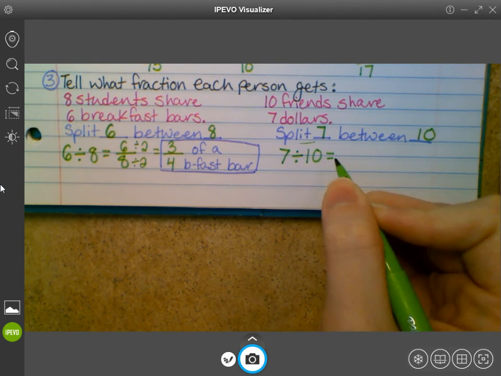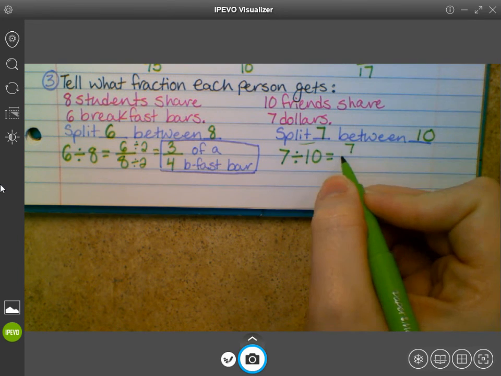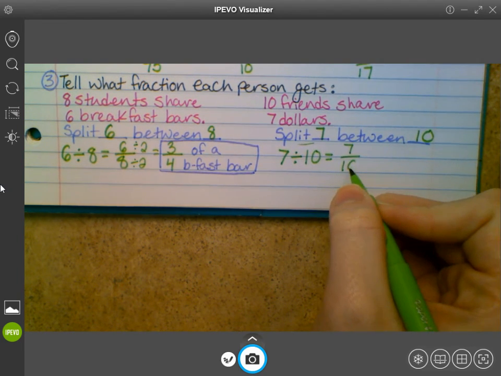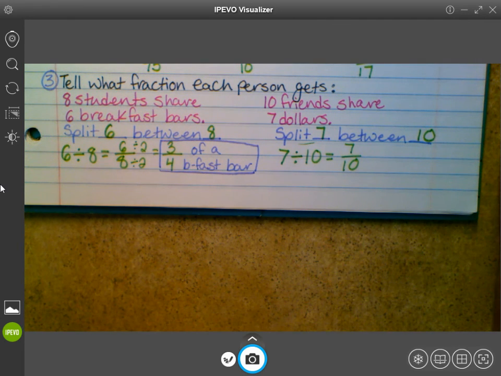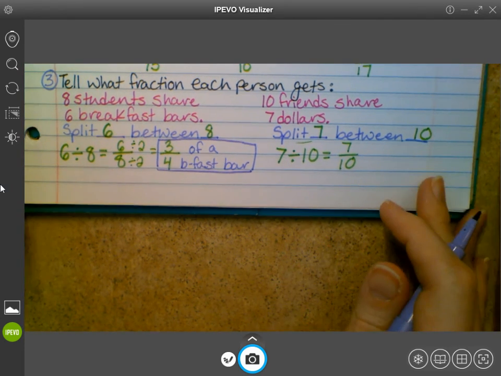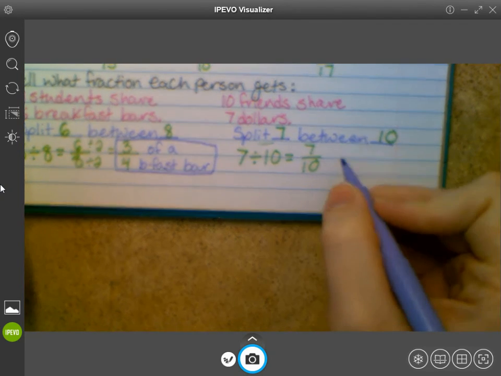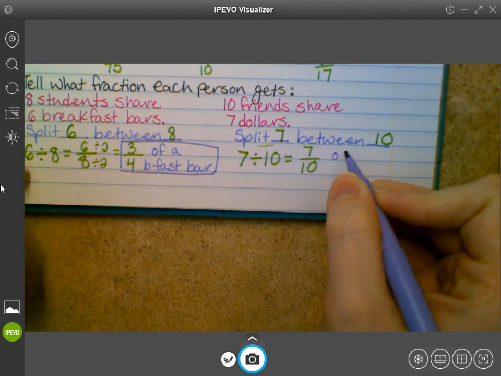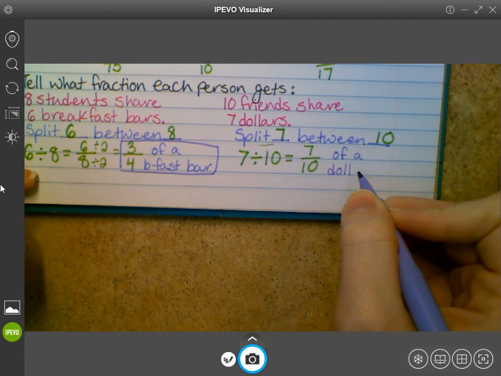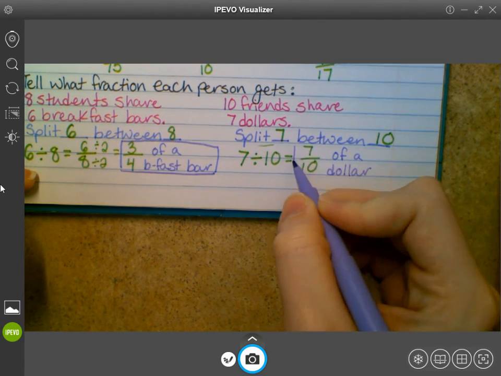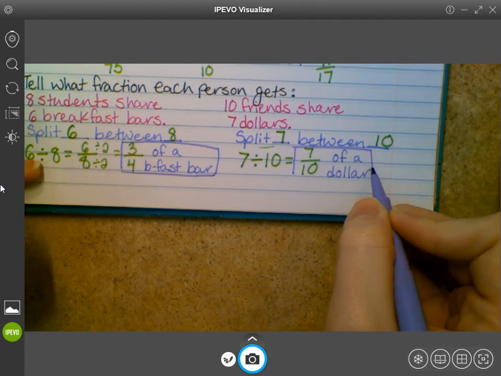So then as a fraction, we would have 7/10 what? Of a dollar. Or you could just say 70 cents. Sure, you could, but we want to keep it as a fraction. So of a dollar. Nice job. All right, show me 1 through 5.